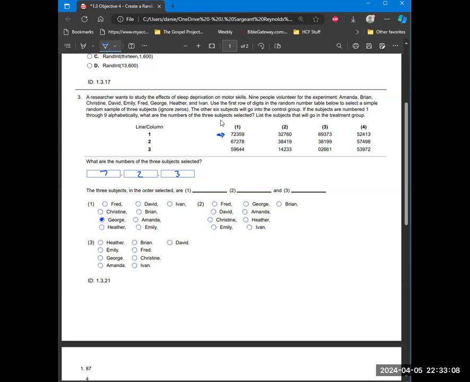Then who's number 2? That's going to be Brian. And then who is number 3? That's going to be Christine. And then everybody else, so these are the 3 that will go into the treatment group. Everybody else is going to go into the control group.